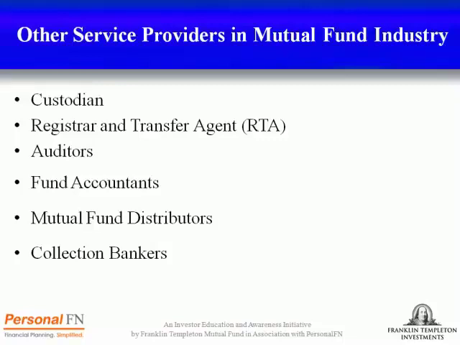Mutual fund distributors. AMFI registered mutual fund distributors play a role in selling mutual fund schemes to investors. To be eligible for distribution activity, mutual fund distributors need to pass the prescribed certification test and get registered with AMFI. Collection bankers. AMCs appoint collection bankers for accepting application forms for the schemes.